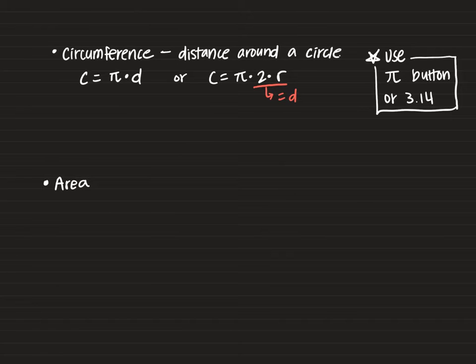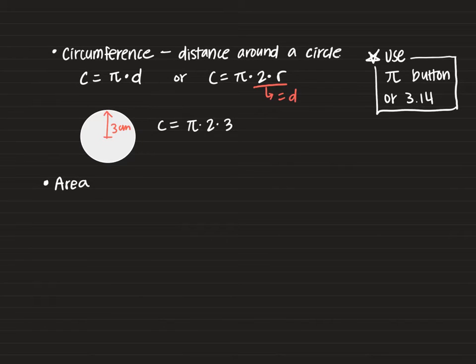Either way, I want you to indicate whether you're using the pi symbol or 3.14, because your calculation may be a little different. So let's take a look at a circle and find the circumference. Let's say the sticker has a radius of 3 centimeters, and I want to find the circumference. I can use either equation, whichever is easier for me. In this case, I have the radius, so I'm going to use the second equation. I write down the equation as C, which is circumference, equals pi times 2 times 3.